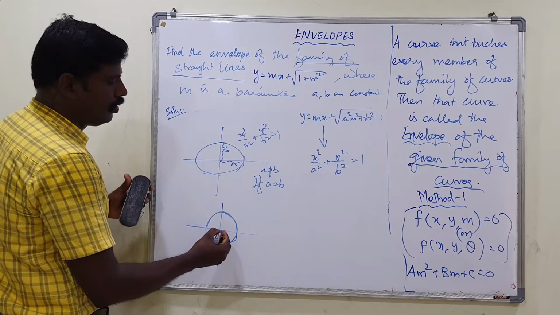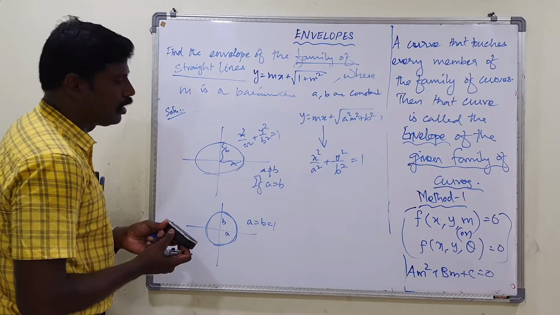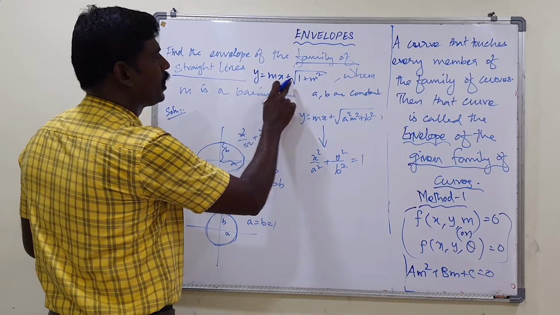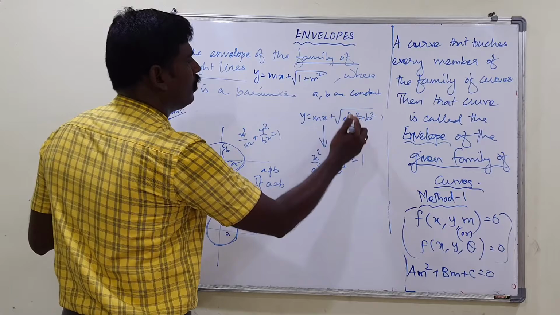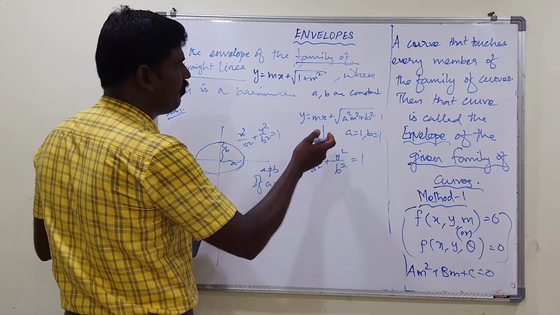So here I am taking a and b equal to 1. By substituting a equal to 1 and b equal to 1, you will get this equation: y equal to mx plus root of 1 square m square plus 1 square. So by taking a equal to 1 and b equal to 1, proceed the same way. The same procedure you have to follow to do this problem.